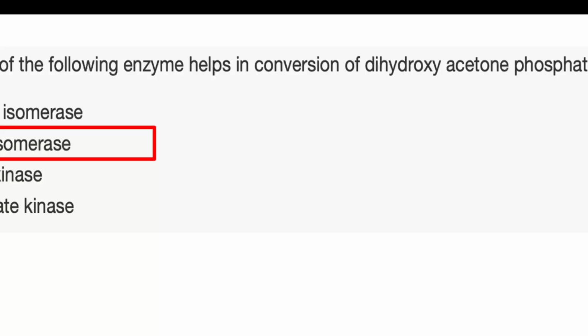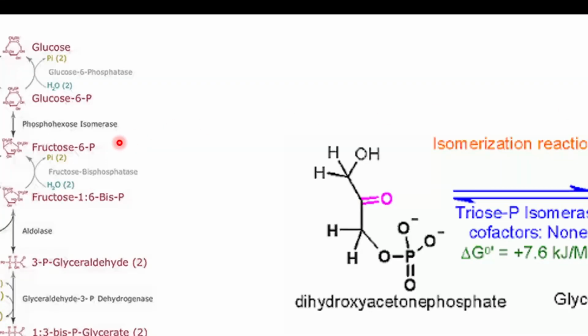So let us look at the glycolysis pathway in detail: what are these two compounds, where does this conversion happen, and which enzyme plays the role. On my left is the big pathway of glycolysis, which many students struggle to remember, but once you go through it two or three times you can observe some similar patterns, right?